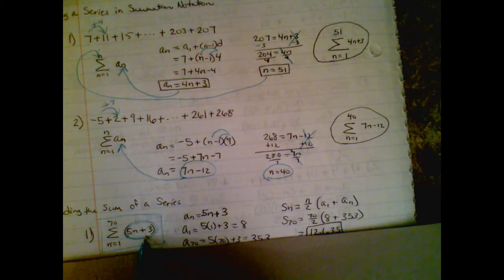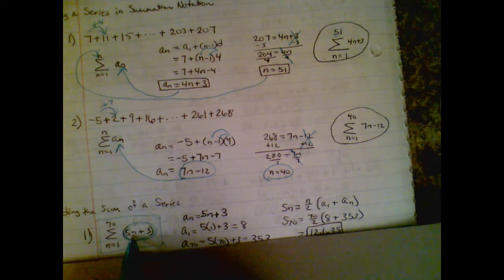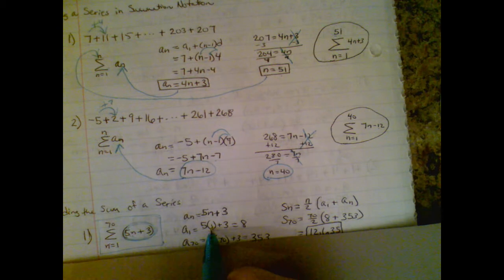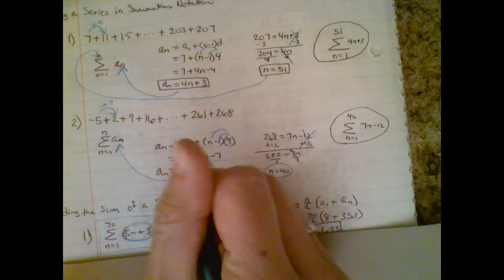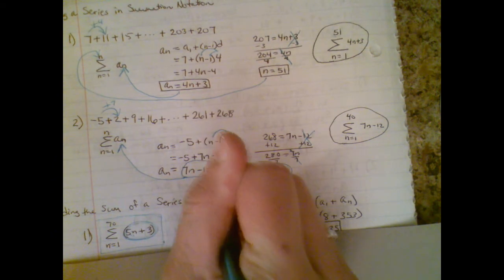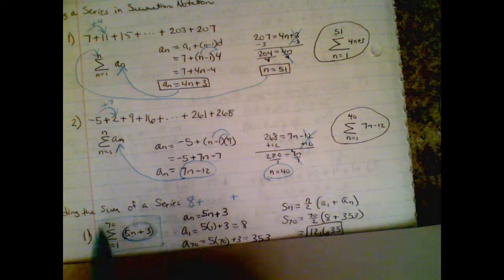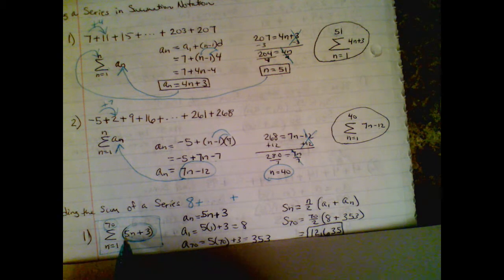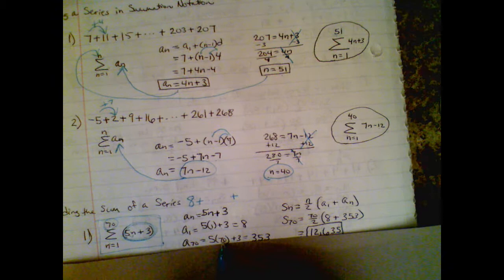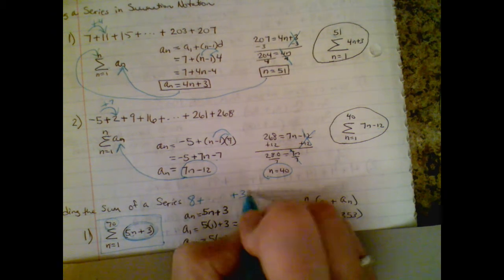So to find the first term of the series, we're going to plug in this bottom number. And so I'm going to take 5 times 1 plus 3. 5 times 1 I get 5, plus 3 I get 8. So my first term of my series is 8. And then I don't know what all of them in between are, but I know if I plug in this top number, I'm going to get my last term. So then if I take 5 times 70 plus the 3, so 5 times 70 is 350, plus 3 is 353. So that's going to be my last term.